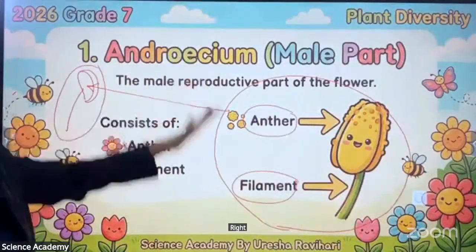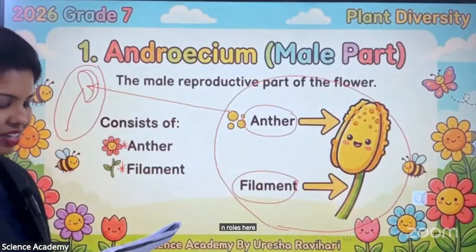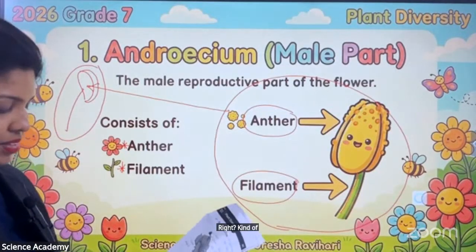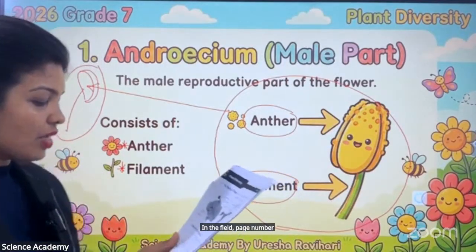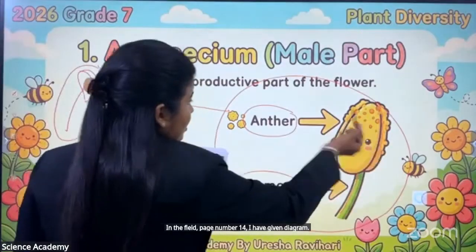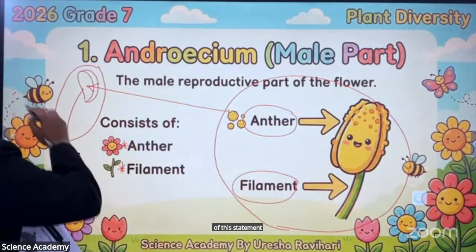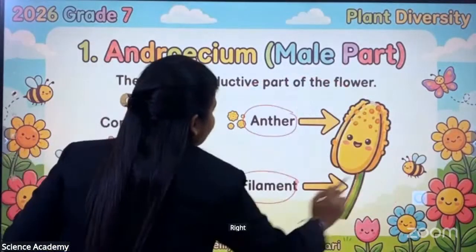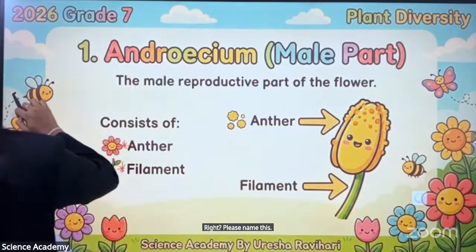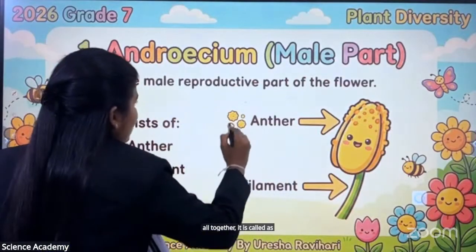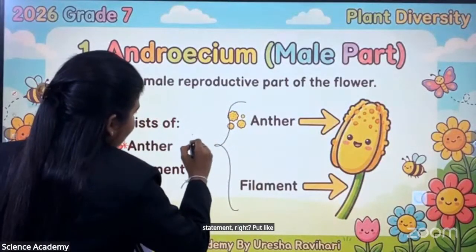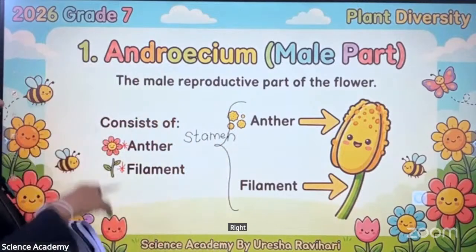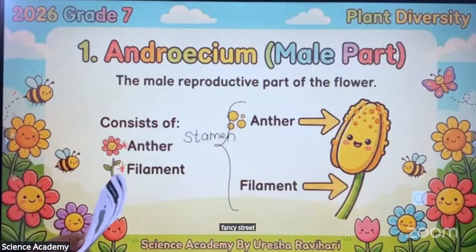Right. So children, now androsium. Children, I have given a diagram on page number 14 of this stamen or androsium. Children, please name that all together. It is called stamen. Put a bracket like this and then write down stamen. Stamen consists of anther and filament.